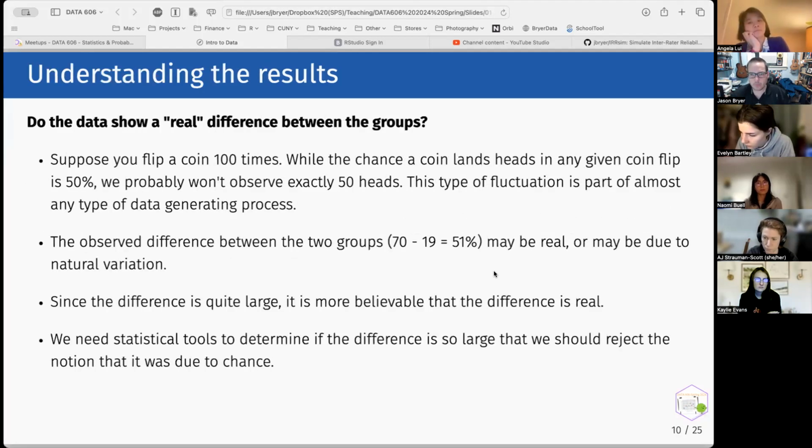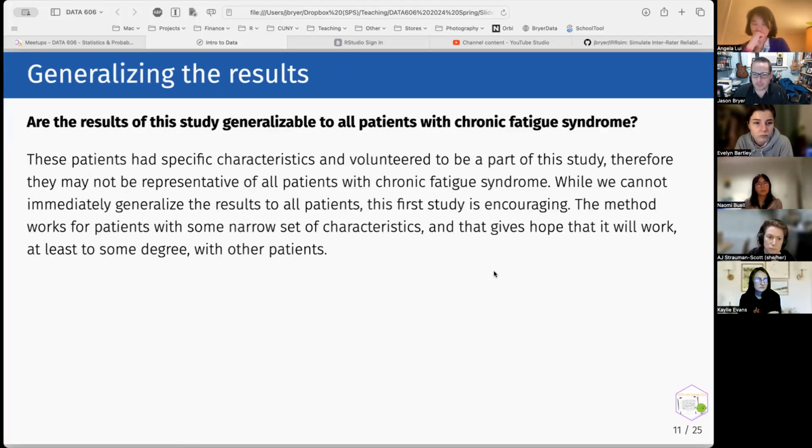So here I'm just going to stipulate, without going through the actual statistical procedures, that there is a real effect. So we can say, at least for these 60 people, cognitive behavioral therapy was effective. Now, the next question we want to ask is, is that true for all patients with chronic fatigue syndrome? And are the characteristics of our sample representative of the larger one? And in this data set, we actually don't know.